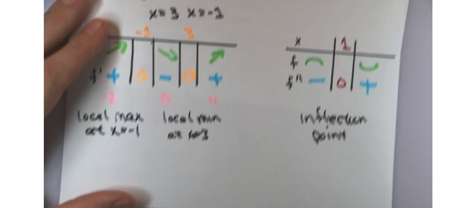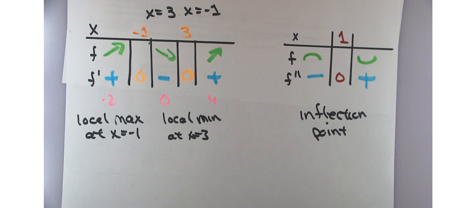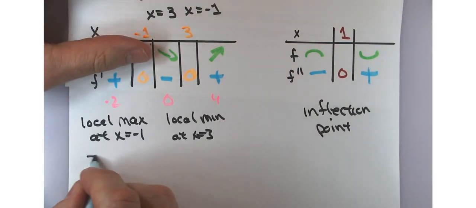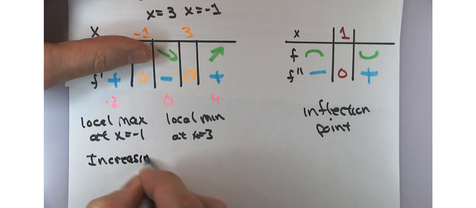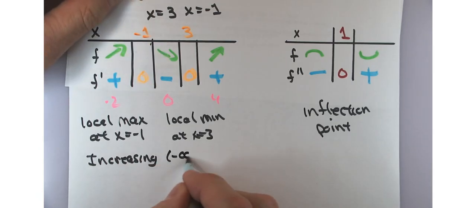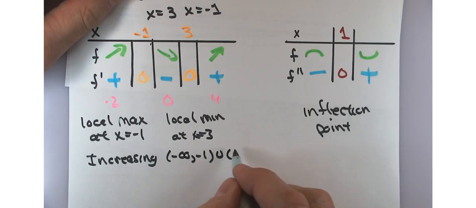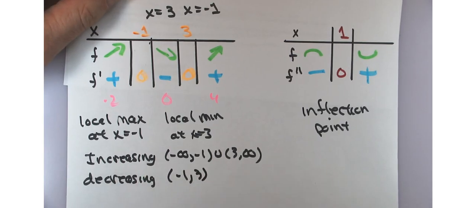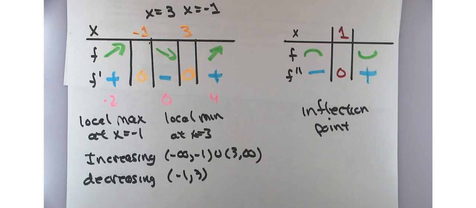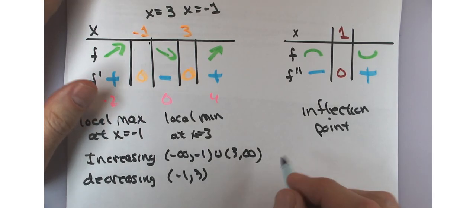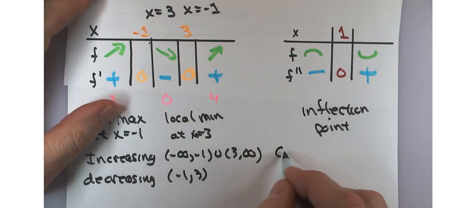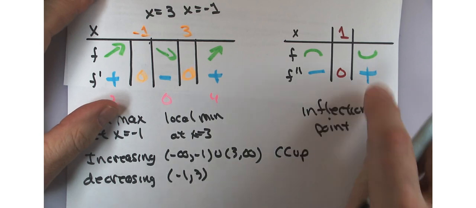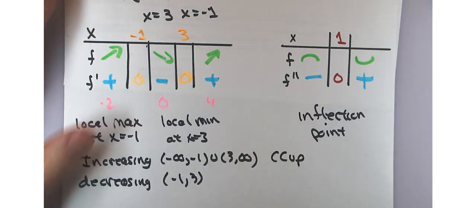Now when you're asked for this information on a test or on WebAssign, you'd answer something like this. It's increasing on -infinity to -1 union 3 to infinity. It's decreasing on -1 to 3. Great. You've got a local max, you've got a local min. Let's take a look at the concave up and concave down. Concave up, that's going to happen at what interval? Someone want to fill that in?